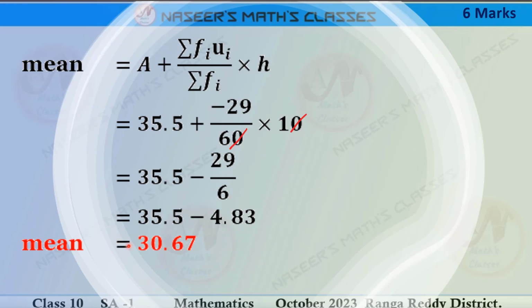By subtracting 4.83, we get 30.67. Therefore, the mean by the step deviation method is equal to 30.67.